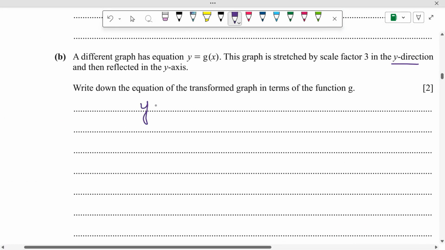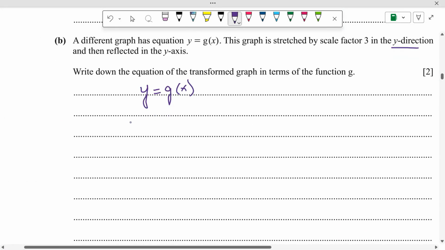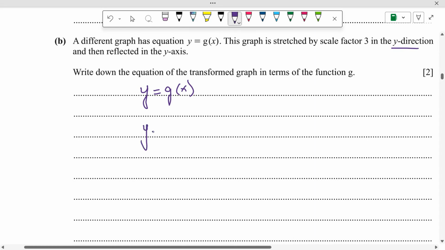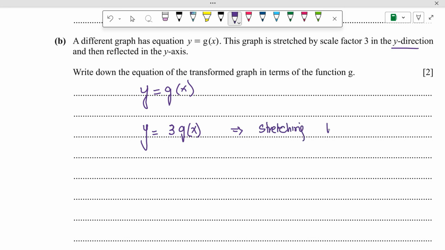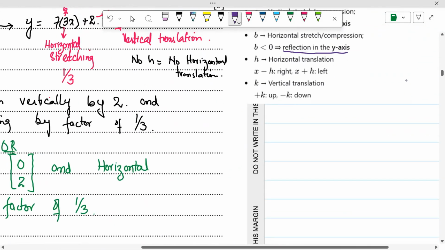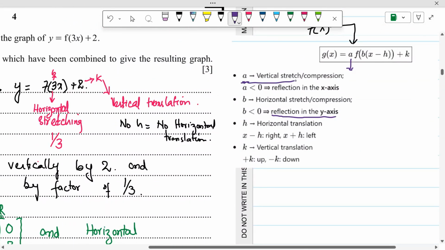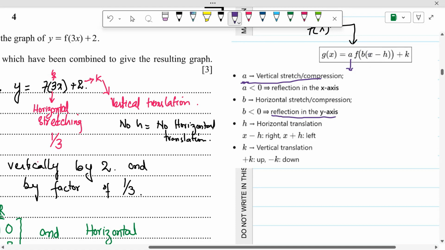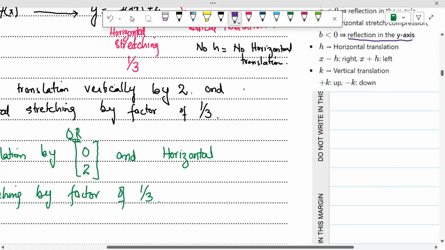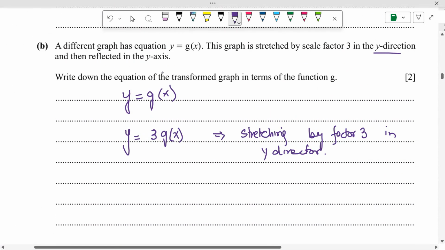We have been given y is equal to g of x, and this function will be y is equal to 3 times g of x, because this one represents the stretching by a factor of 3 in the y direction. Okay, you can see that this one is a, which is multiplied with the f of x, which shows the vertical stretching or compression, and then reflected in the y direction.